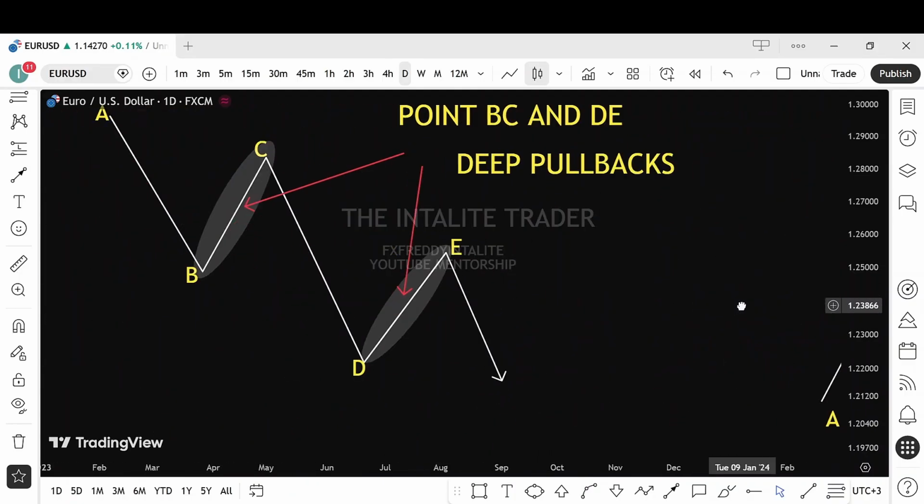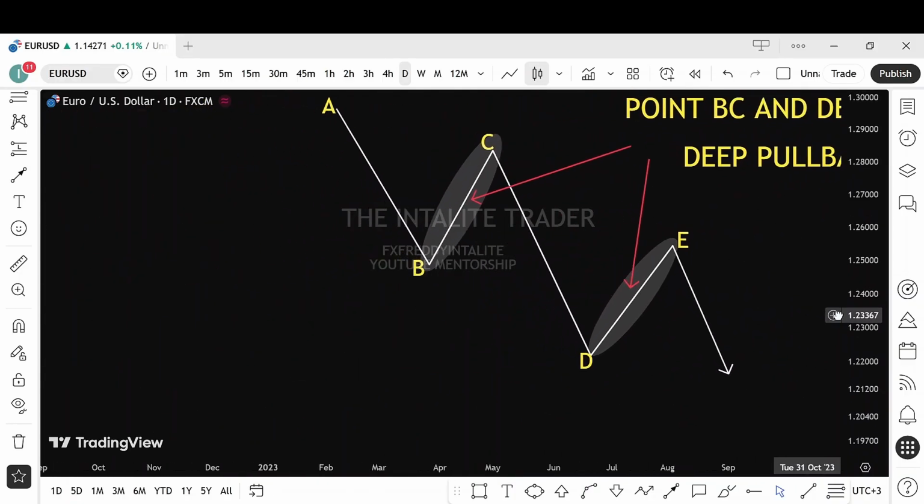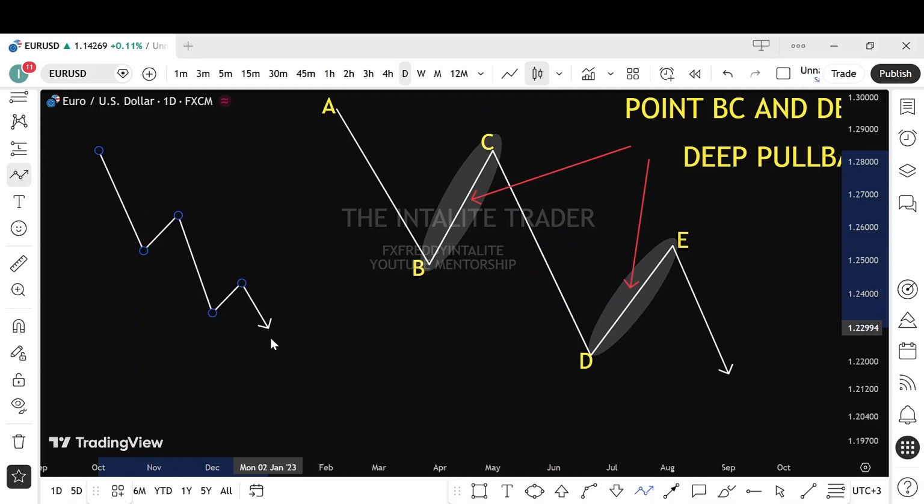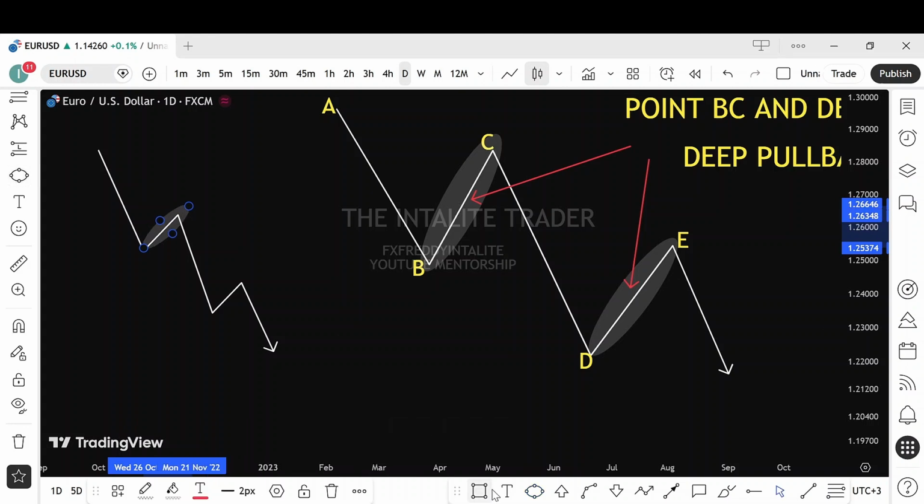Are we together? Yes, yes. So then this one, if we have this, these we shall call shallow pullbacks, because they are not even covering half of the previous move. So we call them shallow pullbacks.